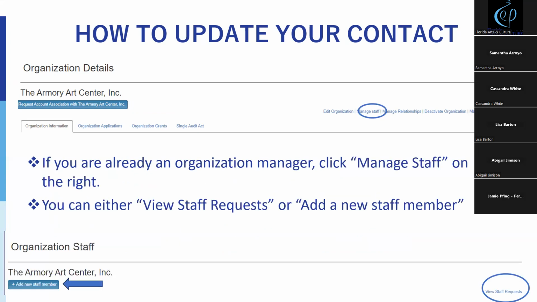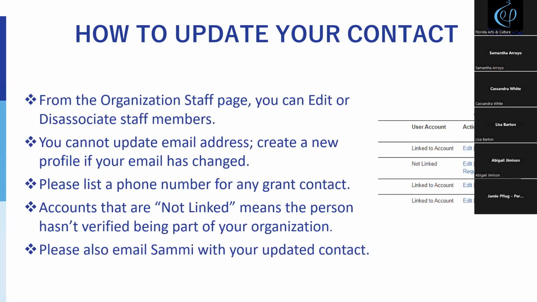If you're already an organization manager, click Manage Staff on the right. You can either view staff requests if someone with a grant account has requested permissions for your organization, or add a new staff member if you are adding that person yourself. From the organization staff page, you can edit or disassociate staff members. You cannot update email addresses. Create a new profile if your email has changed. Please list a phone number for any grant contact. Accounts that are not linked means that the person hasn't verified being part of your organization. And please also email Sammy with your updated contact information.